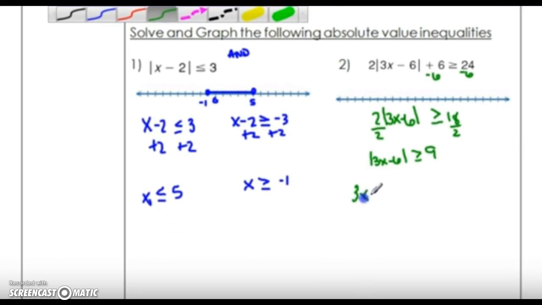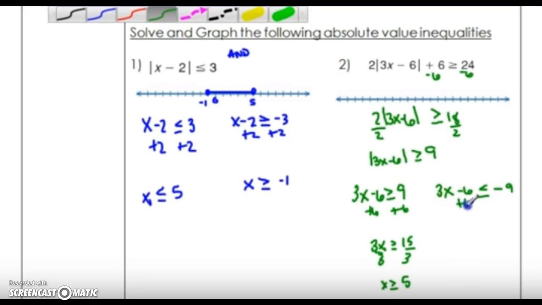So absolute values set up those two inequalities. One that looks just like the one above, only with no absolute value symbols. And then the other one is going to have a -9. And remember, when we set up that negative, what happens to our sign? Has to go the other direction. Now we solve. So we get 3x is greater than or equal to 15. Divide by 3. So x is greater than or equal to 5.